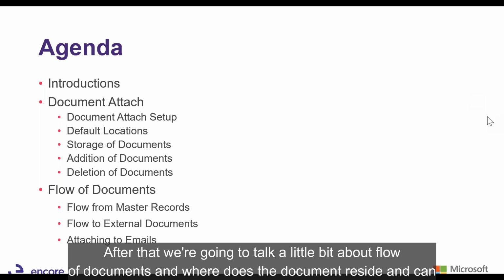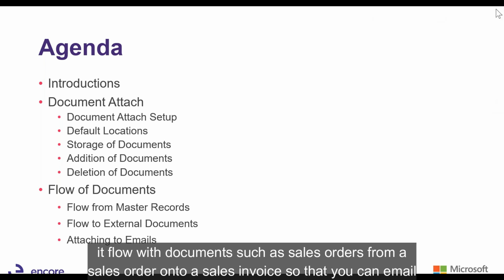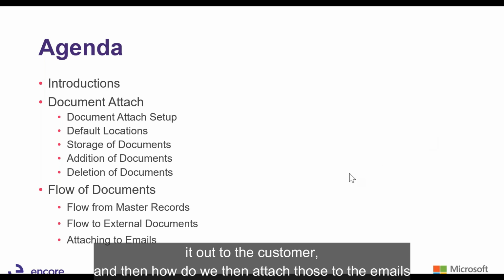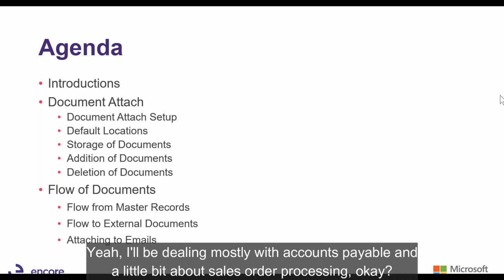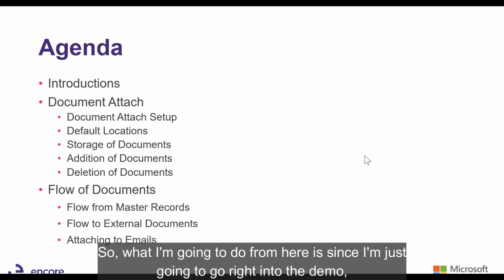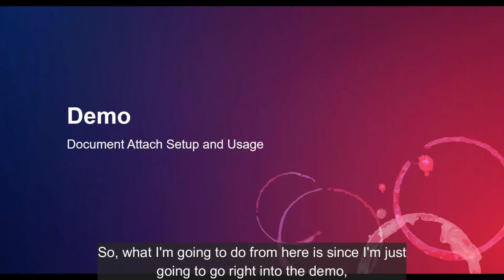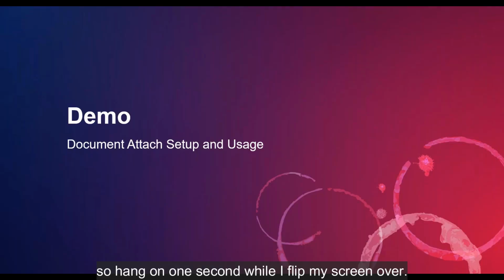After that, we're going to talk a little bit about the flow of documents, and where does the document reside, and can it flow with documents such as sales orders, from a sales order onto a sales invoice, so that you can email it out to the customer. And then how do we attach those to the emails as we send them out of GP? So pretty basic stuff. I'll be dealing mostly with accounts payable and a little bit about sales order processing. So what I'm going to do from here is go right into the demo. Hang on one second while I flip my screen over.